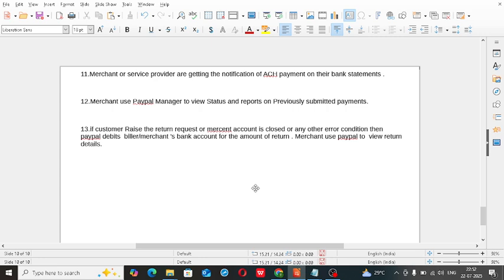Take this scenario. Suppose I am a customer and I need to pay the bill to Airtel. Suppose the Airtel biller account is closed, or there is an error in the Airtel biller account, or some problem in the service provider account. What will happen? The consumer account is debited, but it is not credited to the merchant or service provider account. So the fund should be returned via PayPal. That is a return and reject scenario.